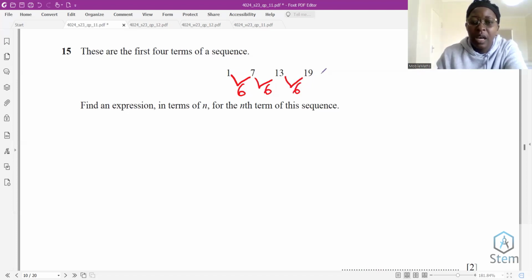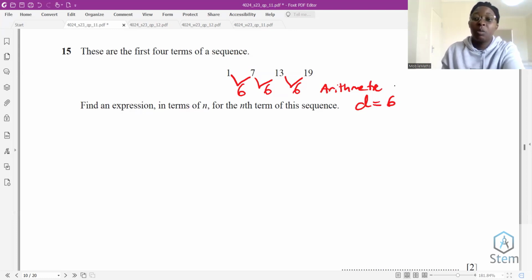So this sequence is an arithmetic sequence. You find out they've got a common difference, which is a 6. So we can use the common difference 6 to generate the expression in terms of n of the nth term that we need for this sequence.